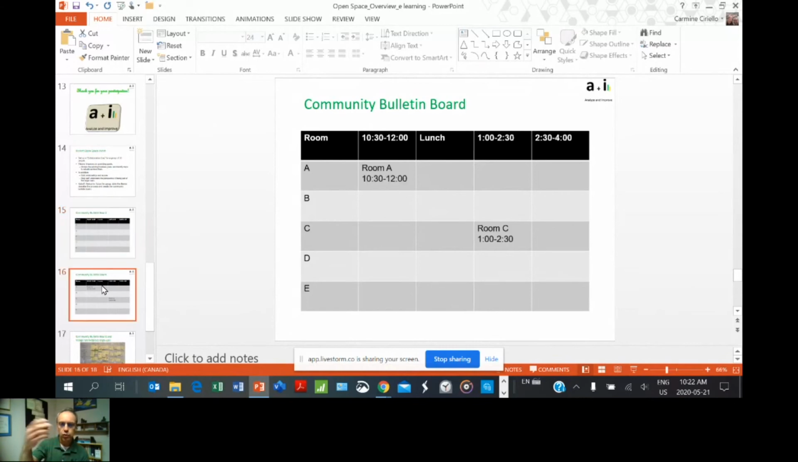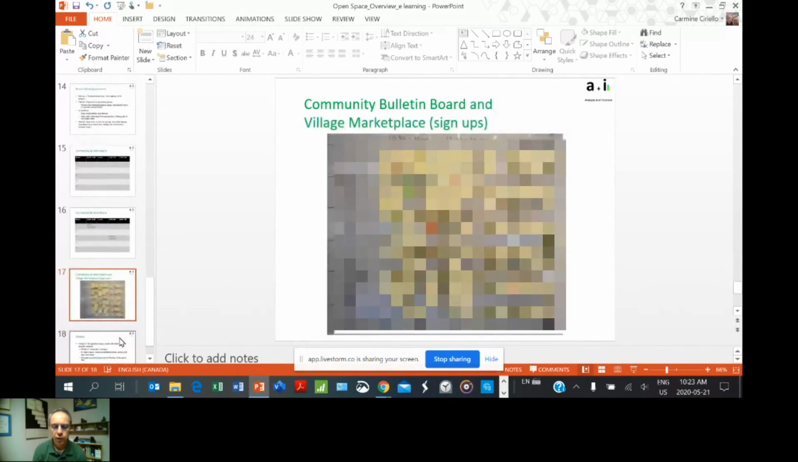And then you move on and how it was built. Basically, each box meant that, for instance, this is room A at 10:30 in the morning. And this box represents room C at 1 o'clock in the afternoon. And then you let them go. I know it's probably hard for you to see, but the idea is this organized chaos is an amazing part of the open space spirit.